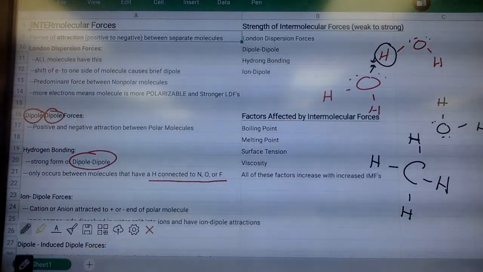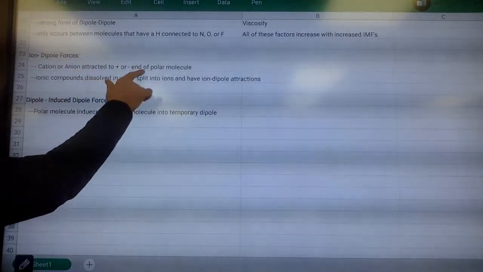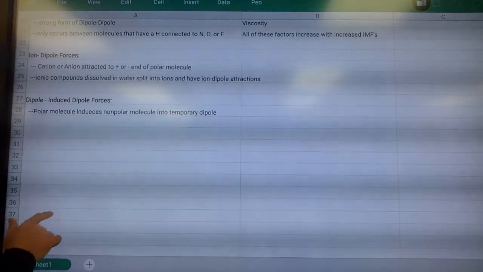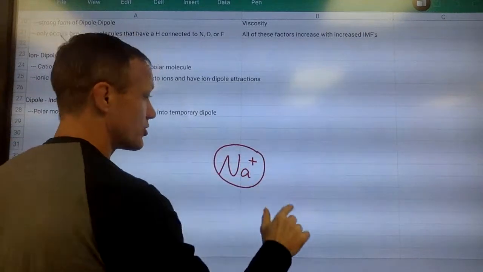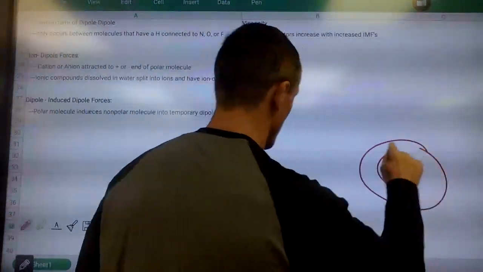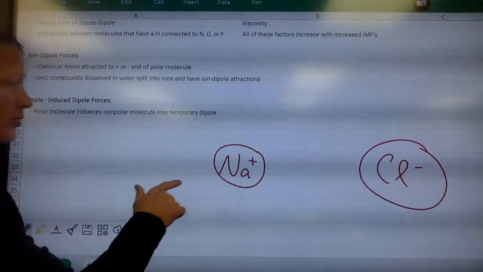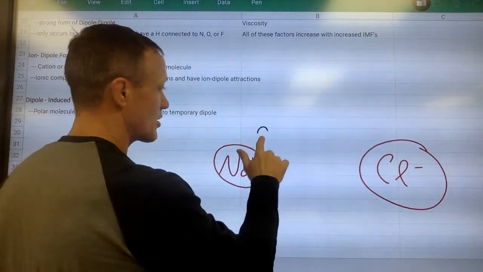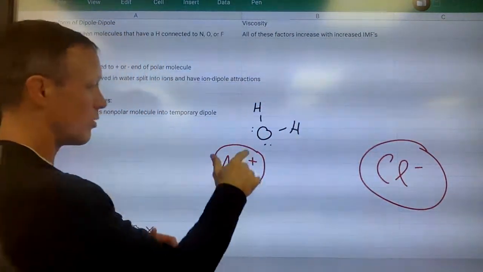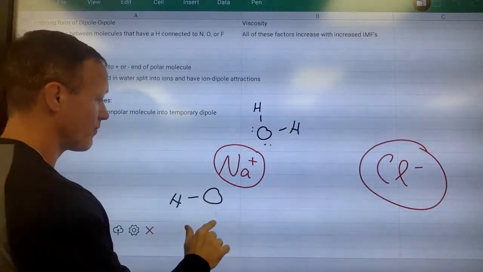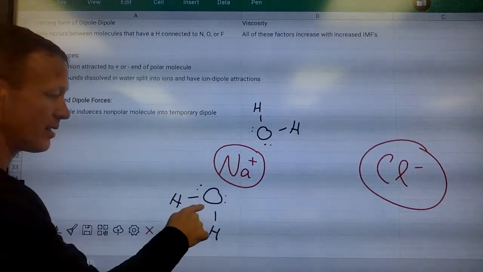Ion dipole forces would be like if you dissolve a salt in water. So ion dipole would be like a salt in water. So for example here, when you put like sodium chloride in water, the sodium splits apart, you get sodium ions, you get chloride ions. So that's an ion. Water is a dipole. So if we think about drawing a water molecule close to this, well, the oxygen end, which is a little bit negative, would be attracted to this positive ion. So ion dipole.